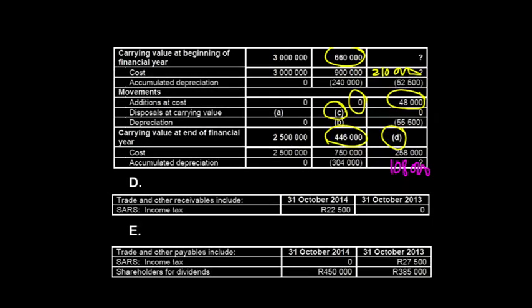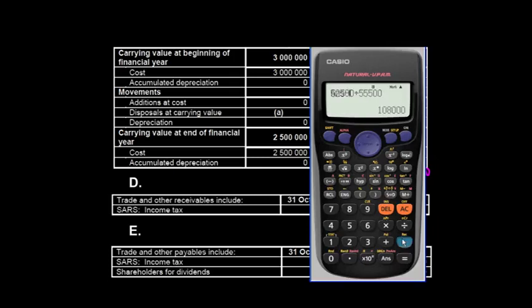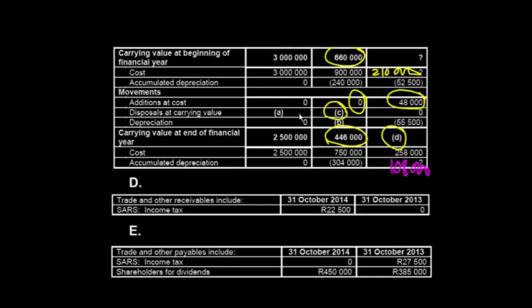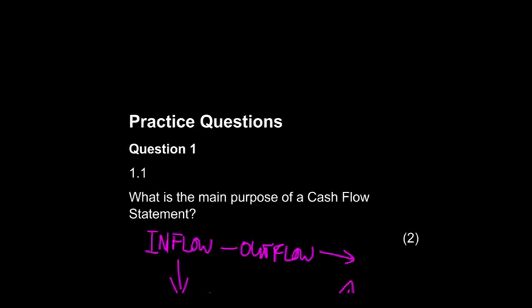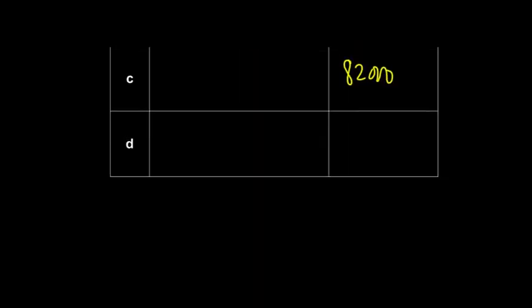So 258 minus 108 would be, here goes, 150,000 rand. What's the 150,000 rand? The 150,000 rand is my carrying value for D, and therefore I can go into my answer and show this figure for D as 150,000 rand. It's a very ugly 150,000. Let's make it a bit nicer. There we go. 150,000 rand.